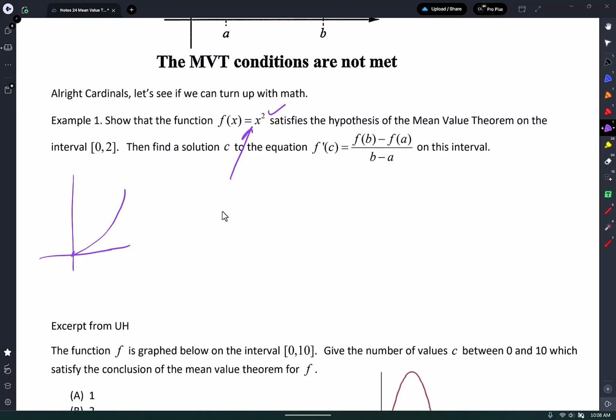Okay, so first I'm going to find the average rate of change on 0, 2. All right, here's my point. I'm going to say that's 0. Here's my point. I'm going to say that's at 2. And I'm just finding that slope.